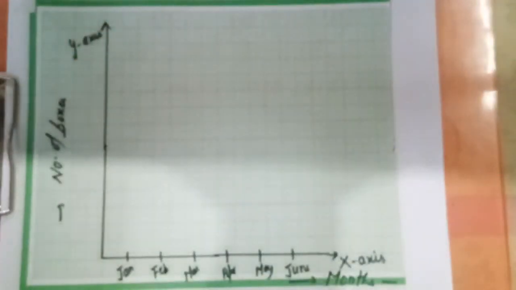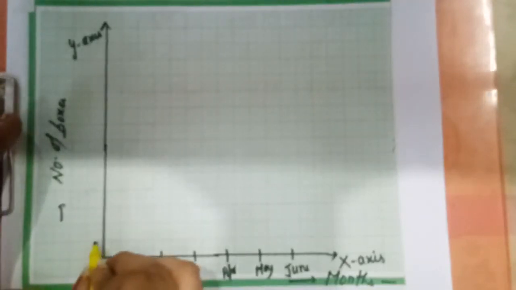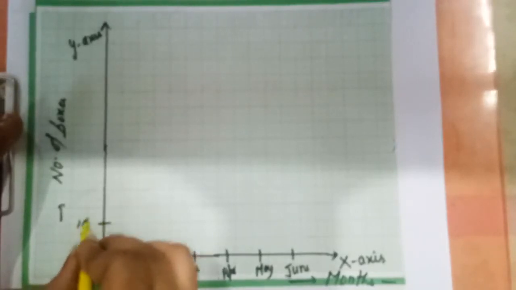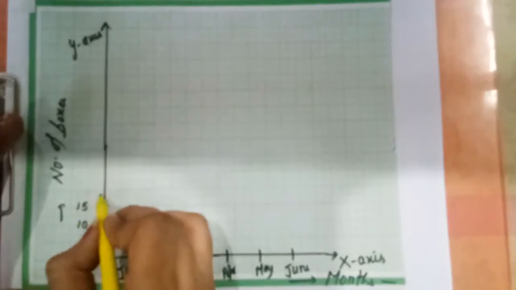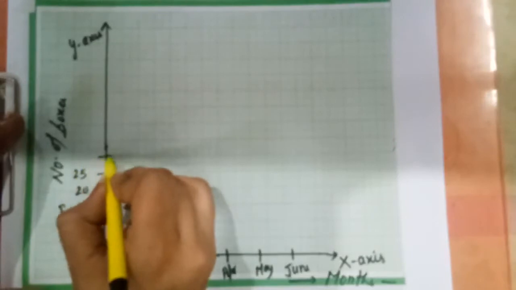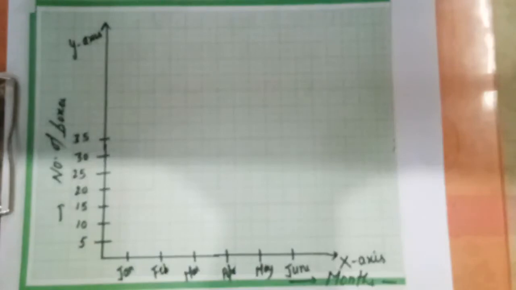So according to the table, our minimum value is 10 and the maximum is 34. That means we have to arrange the data from 10 to 34 on the axis. So you can take any scale which you can plot easily on the graph. So we have to maintain the gap from 10 to 34. So I'll take a gap of 5: 5, 10, 15, 20, 25, 30, 35. So till here it's sufficient.